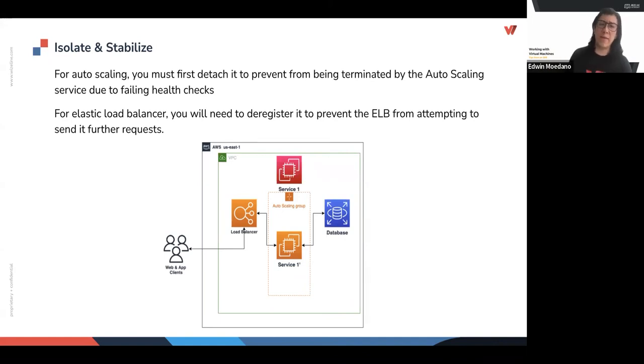And for an elastic load balancer, let's say we don't have an autoscaling group, you will need to deregister it to prevent the load balancer from attempting to send further requests. If we start seeing degradation, maybe we can deregister the instance that has a degradation and spin up a new, fresh instance, and avoid having all the requests hit it. And maybe we can win time in that part. And once we understand what is happening, maybe we can integrate the instance or terminate it as is, but we cannot terminate an instance just to terminate it without knowing what happened.